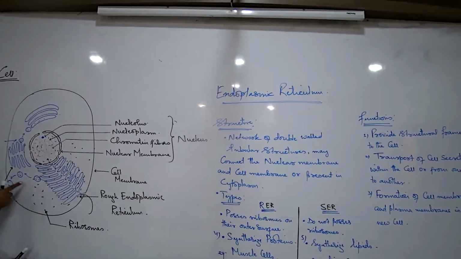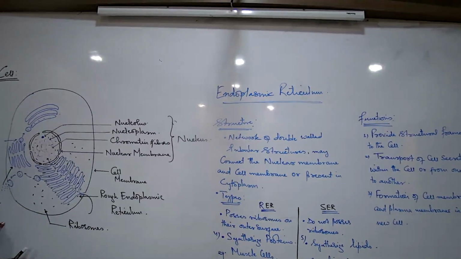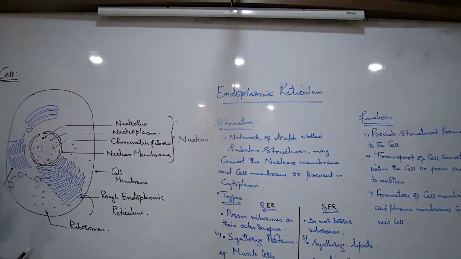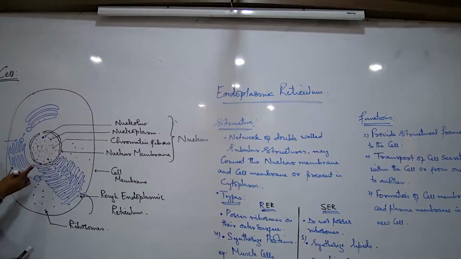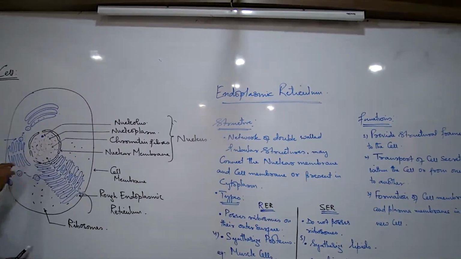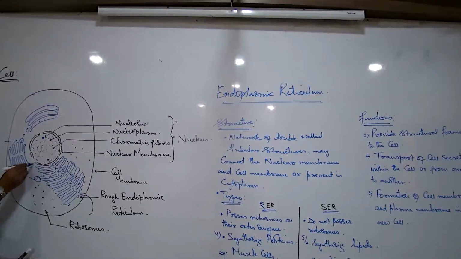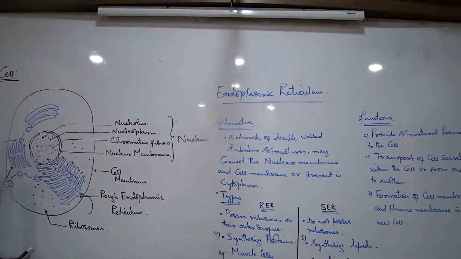So they may carry their secretion outside the cell, or they may carry their secretion from one part of the cell to the other to be used up in the cell membrane. Suppose the cell membrane has gone through some injury and needs repair. Then these proteins will go and build up the cell membrane.